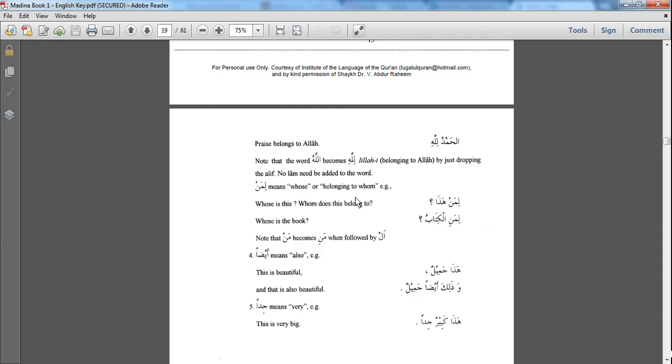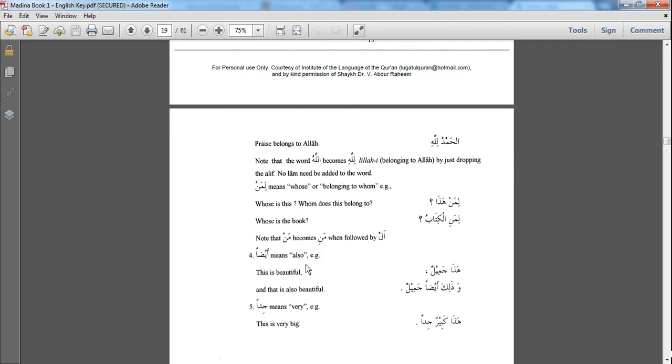Liman means whose or belonging to whom. For example, liman hada, whose is this, whom does this belong to? Limanil kitab, whose is this book? Note that man becomes mani when followed by al. Like in this case, liman is the actual word, but because there's a lam sakin, it became limanil.